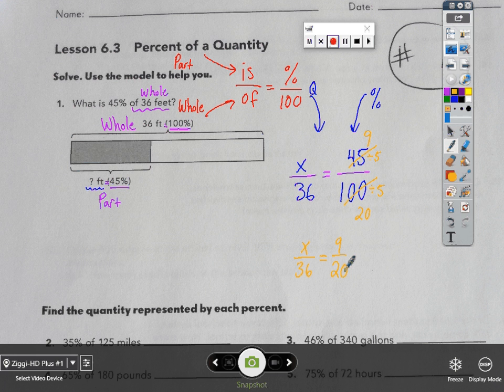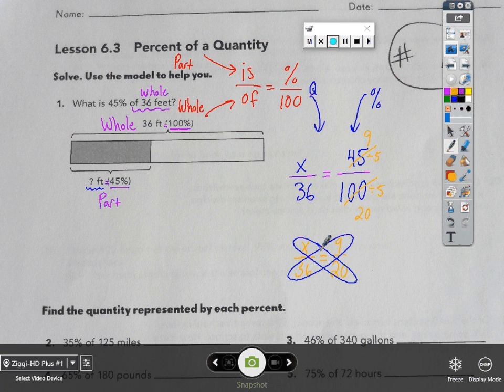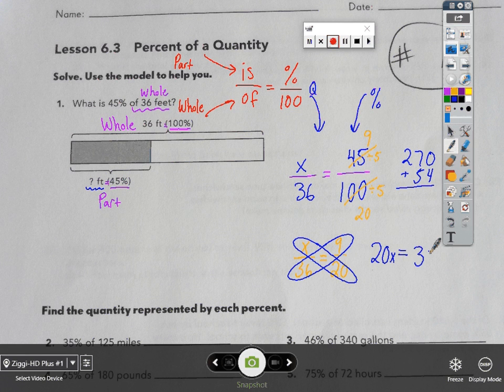There's nothing more to be simplified in this process, so I'm instead going to move to step 3, cross products. Remember, when we cross multiply here, we're moving diagonally, and we're going to set our cross products equal to each other. So 20 times x is actually 20x. And 9 times 36, I can probably do some mental math if I'm careful. 9 times 30 is 270, and 9 times 6 is 54 more. So I have 270 and 54 more. Hopefully you're recognizing that's going to give us 324.